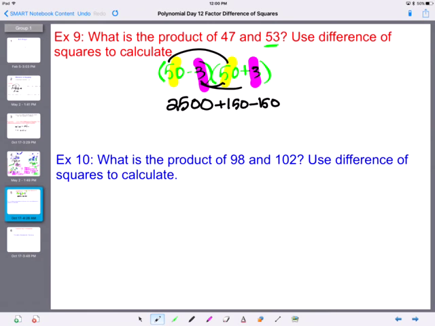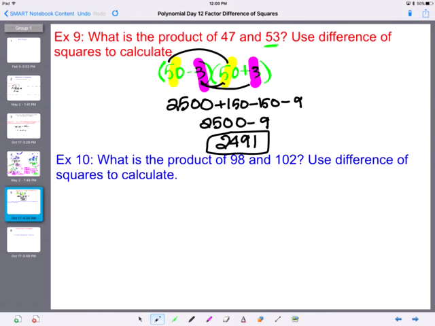And negative 3 times 3 is negative 9. So 2,500 minus 9 is equal to 2,491. So if you have two numbers that are an equal distance apart, you can use the difference of two perfect squares to calculate the product or the multiplication of those two numbers.